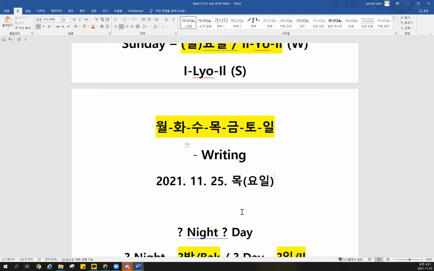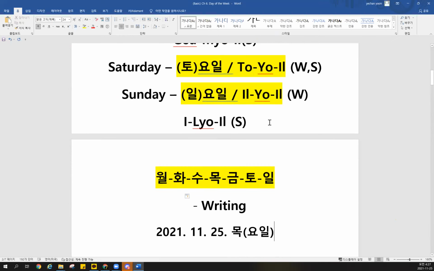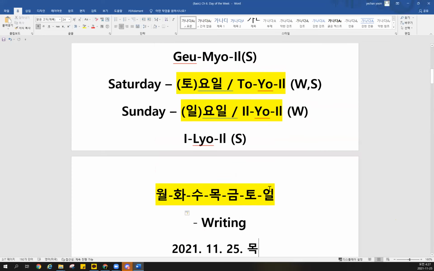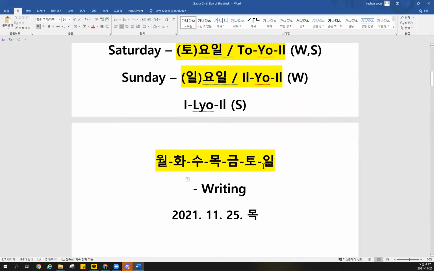We usually use 목요일 when we speak out, and we prefer to say the 요일 when speaking. But for the writing, we usually just use the simple word like this. Okay? So until here, any questions? Good.